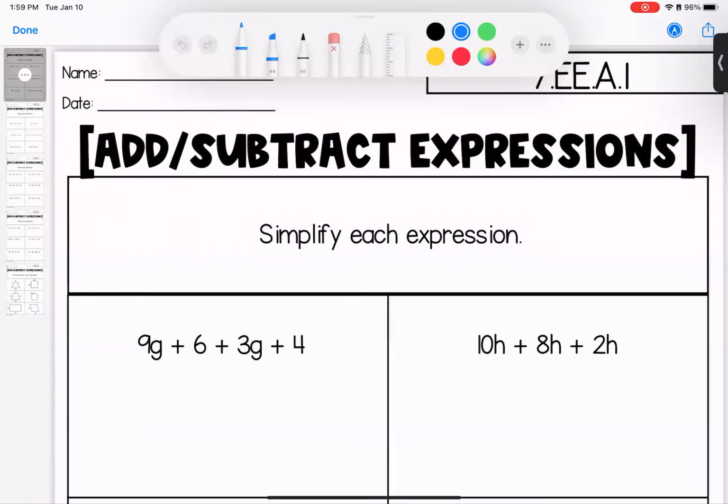Kiddos, welcome to this week's homework where we're looking at adding and subtracting expressions. Remember, when we're working with expressions, we're not solving, we are simplifying. And with that, let's dive in.